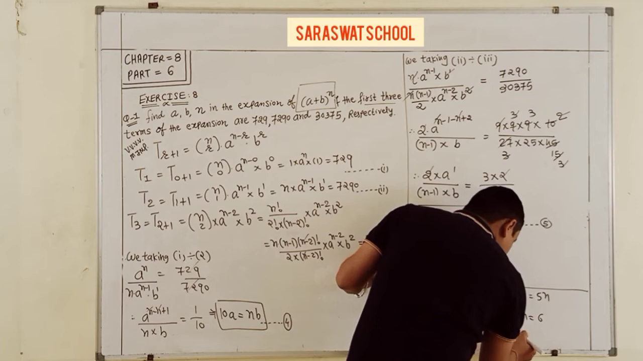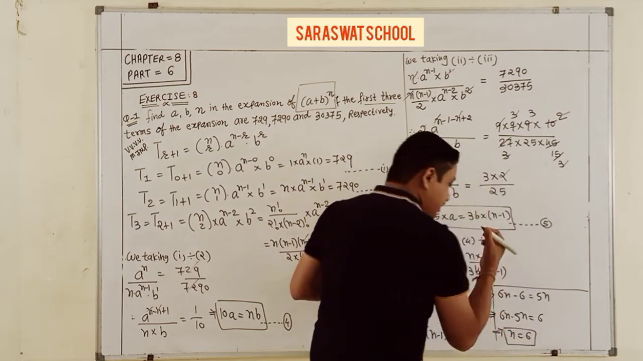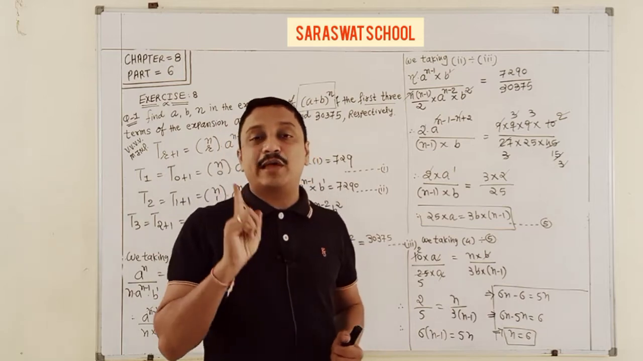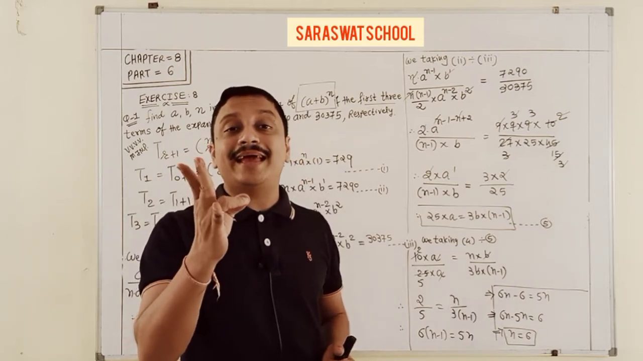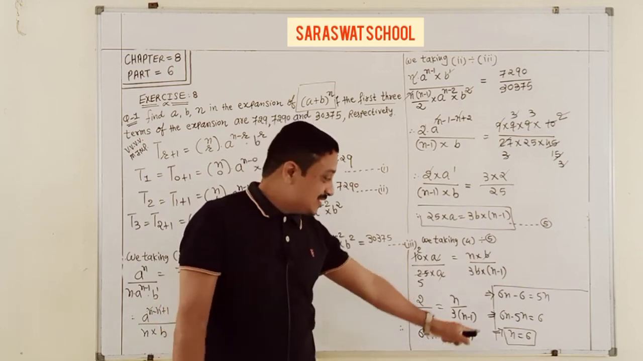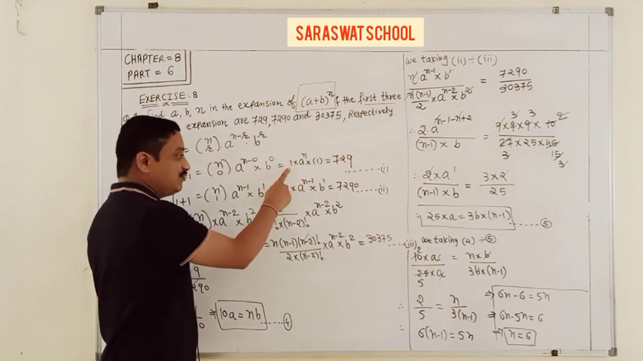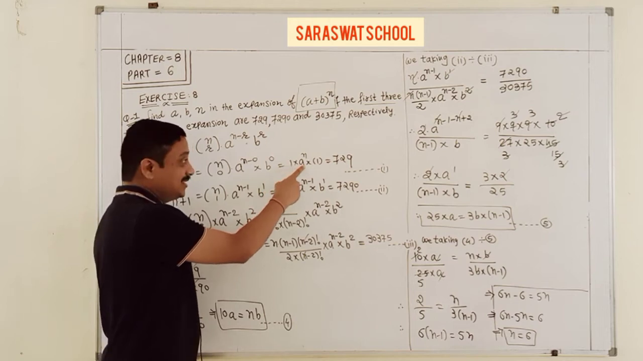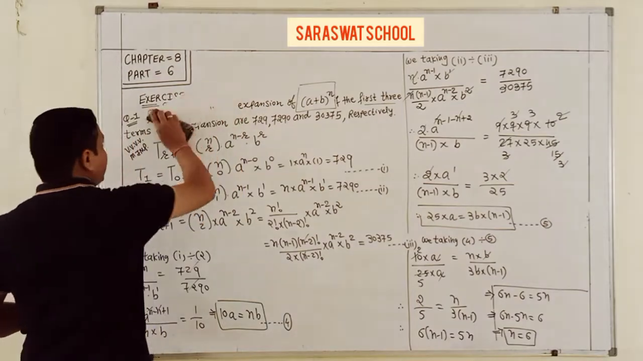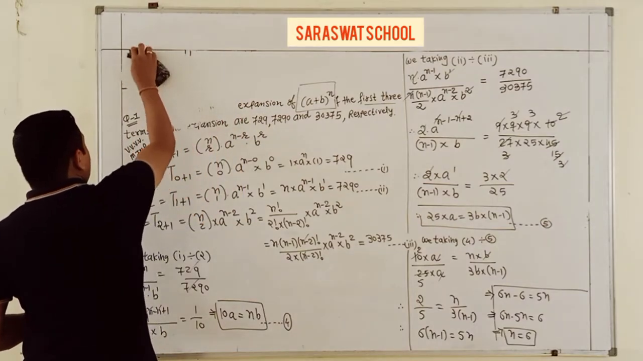Yes, n becomes 6. This is process-wise. One part is done, but I want a, b and n. N is done: 6. Now students, this 6 I put down here, and first I can easily get the value of a. Now I go further in calculations from equation number 1.